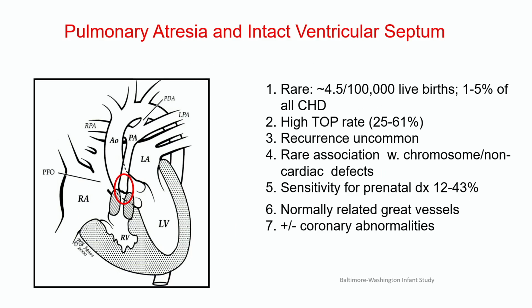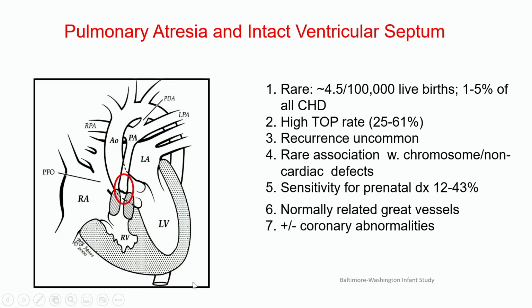Turning now to pulmonary atresia and intact ventricular septum, and we'll talk about both tricuspid atresia and pulmonary atresia in a little more detail this afternoon. Pulmonary atresia and intact ventricular septum is, even though it's one of the so-called hypoplastic right heart defects, completely different than tricuspid atresia in anatomy, physiology, and outcomes.